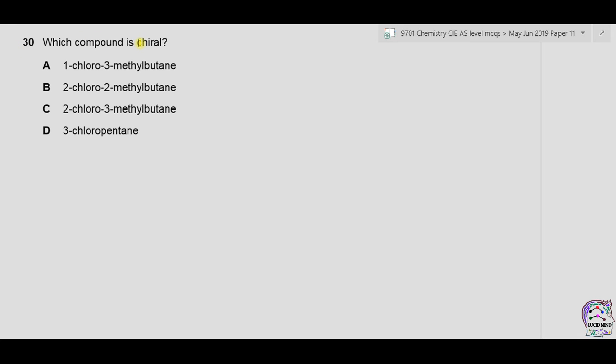Question number 30. Which compound is chiral? Now among these given compounds, the compound that will be chiral is the one having carbon atoms attached with 4 different groups. The groups can be compound or elements.